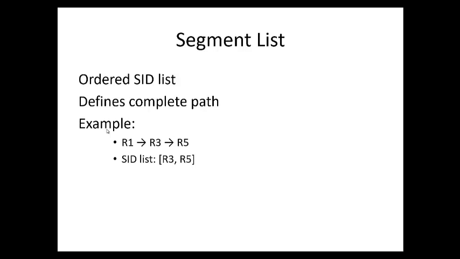What is a segment list? An ordered list that defines the complete path. Right? From R1 go to R2, go to R3 and then to R5. So when the packet is received on R1, it inserts the list saying R3, R5. It puts the list which contains the SID of R3 and R5. Right, next, SR architecture, segment routing architecture.